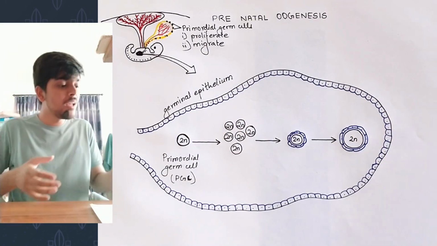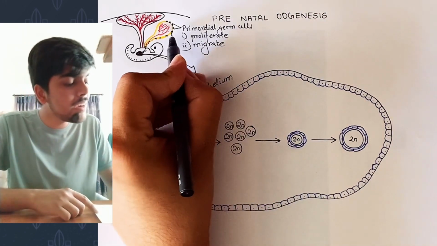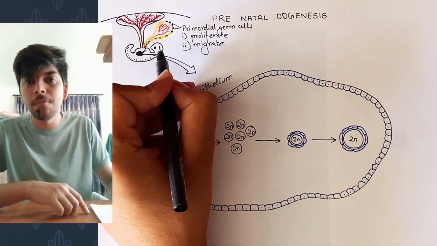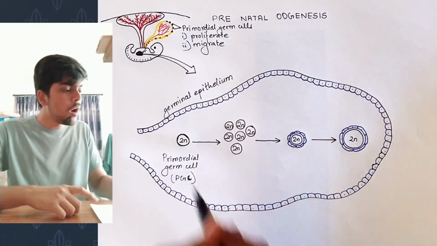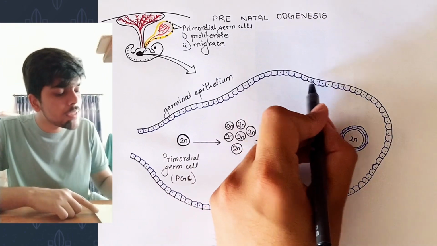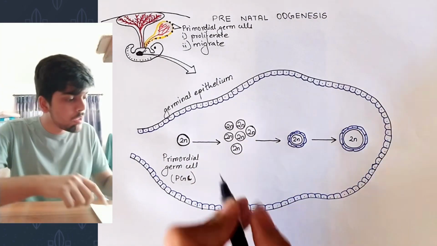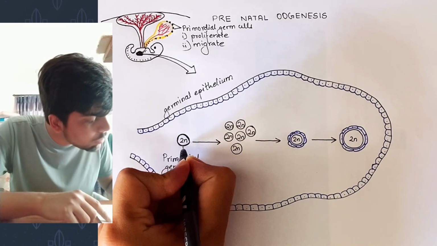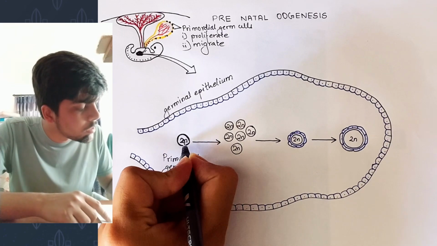What are these germ cells? These germ cells are the same germ cells that migrated inside the fetus during the fourth week of fetal development. That is the primordial germ cells. Among the many primordial germ cells lining the wall of the ovary, I'm going to select one. So here's the primordial germ cell that I have selected, which is obviously diploid.